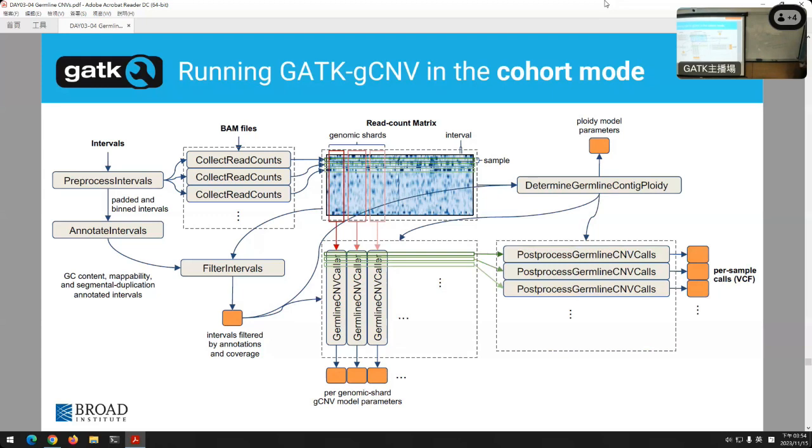And then once we have trained our model and estimated copy number, so we've kind of filled in our copy number matrix, then we run post-process germline CNV calls to turn those copy number estimates into actual copy number variant calls with quality scores and put those into per sample VCFs.